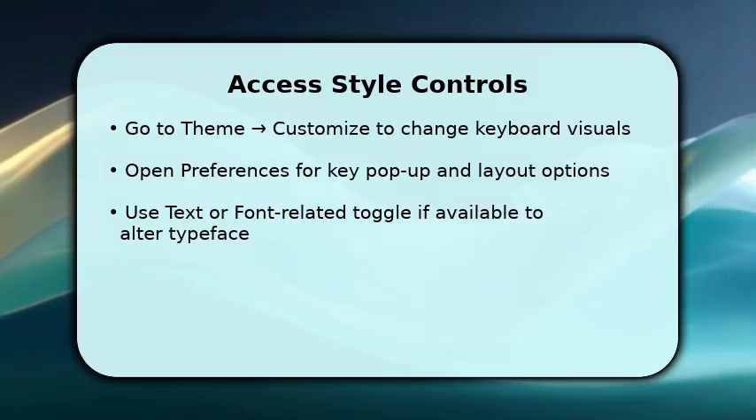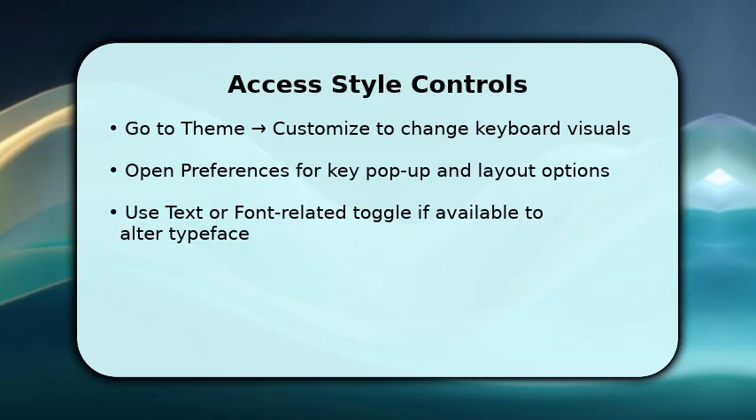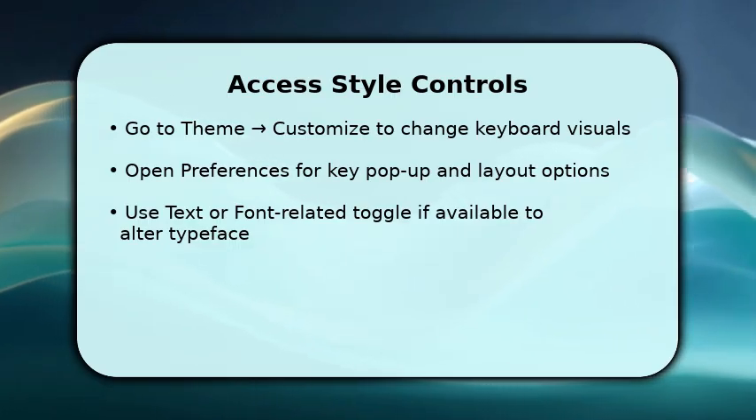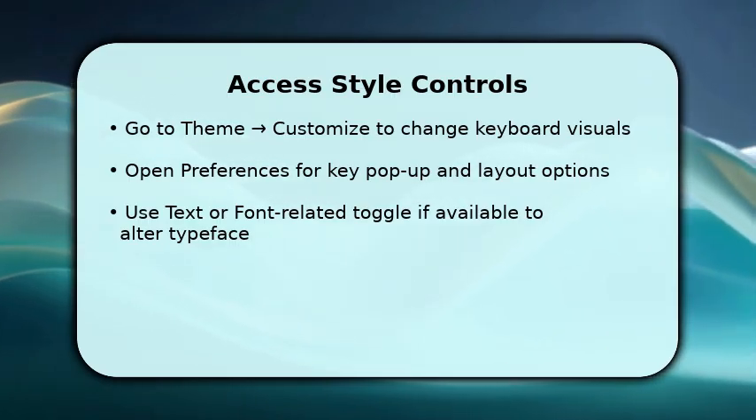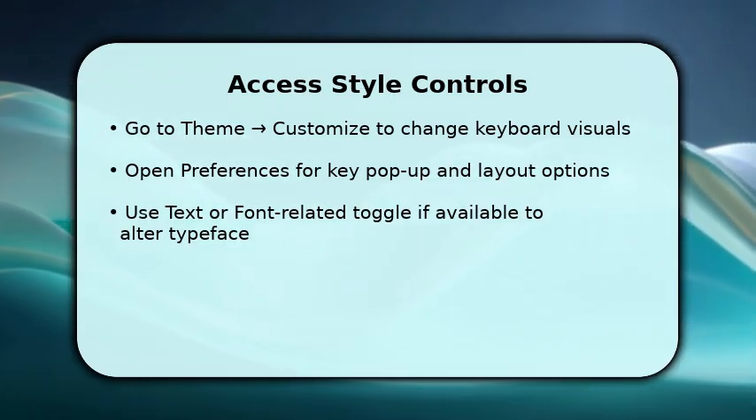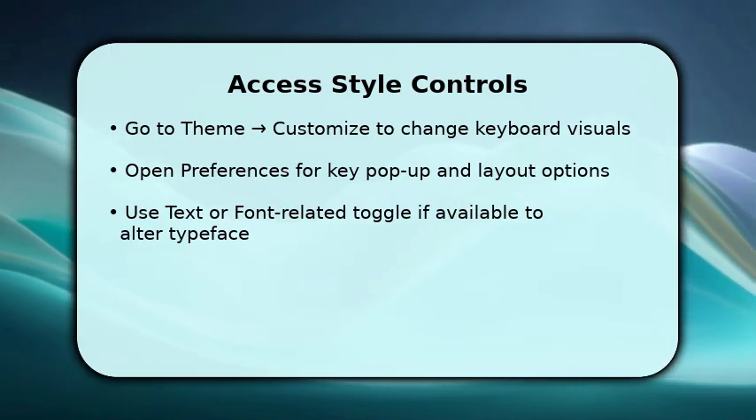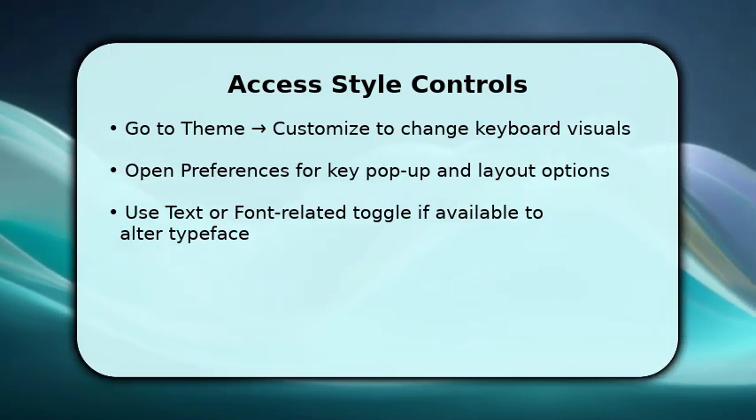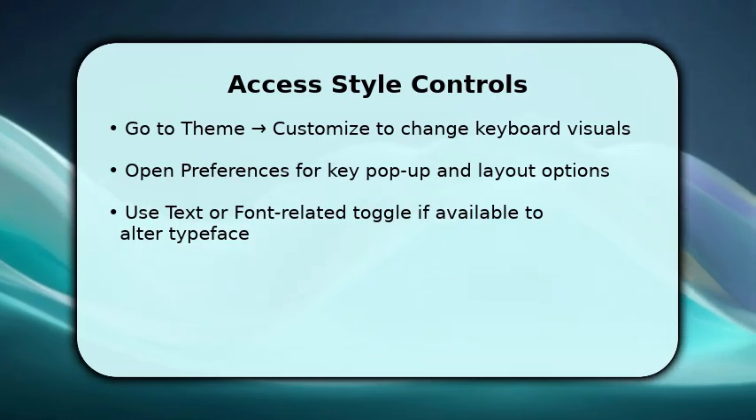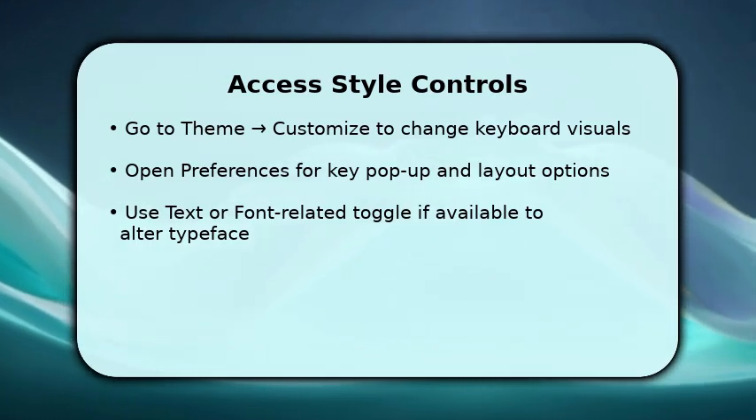Next, open Preferences to adjust key pop-ups, number row, and layout. Those impact spacing and readability. If your Gboard build includes a font or text option, enable it and pick a style. Otherwise, use themes plus high contrast or bold key labels to simulate a different font.